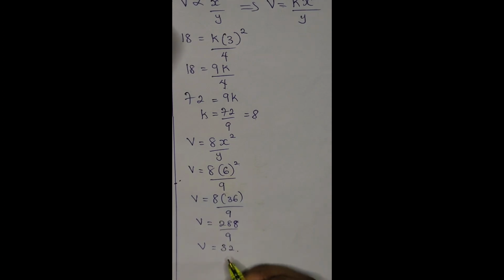So that's for joint variation. The next one is partial variation.